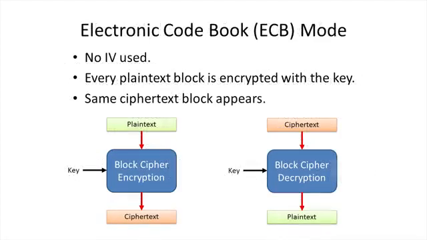The simplest encryption mode is ECB, Electronic Code Book mode. In this mode, no IV, initialization vector, is used. Every plaintext block encrypted with the same key will produce the same ciphertext. With this kind of ciphertext, the same ciphertext appears for the same plaintext with the same key, which could be guessed by the attacker and is susceptible to block swapping attack.